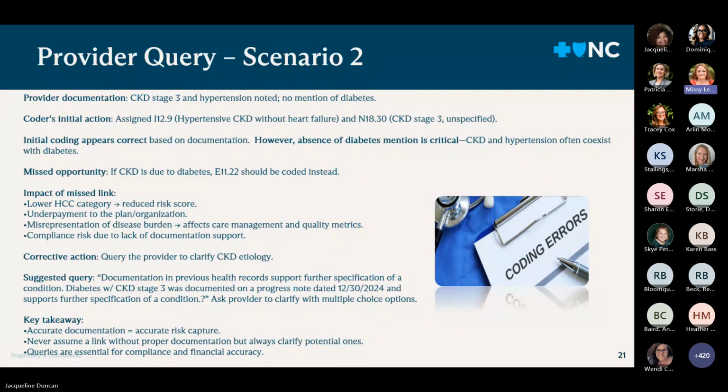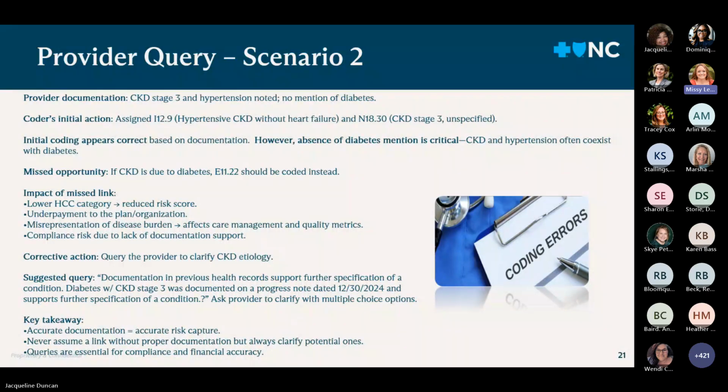The solution is to query the provider whenever documentation is unclear, using simple, non-leading queries. Like: documentation in previous health records supports further specification of a condition. Diabetes with CKD stage 3 was documented on a progress note dated 12/30/24 and supports further specification of a condition.